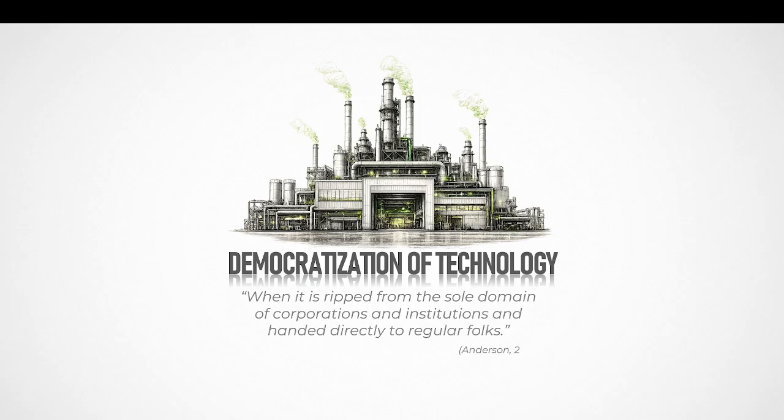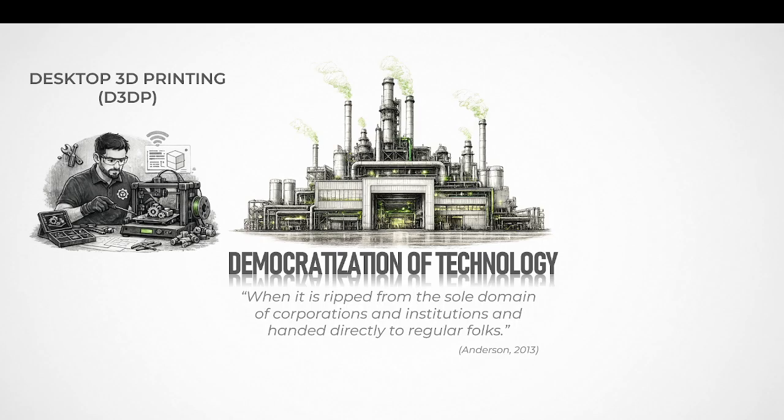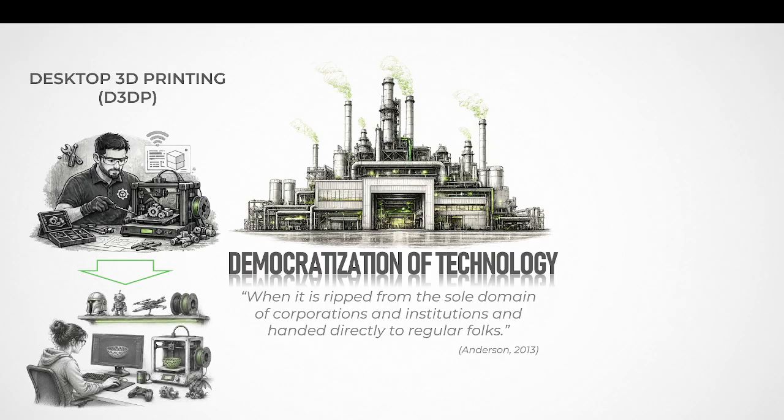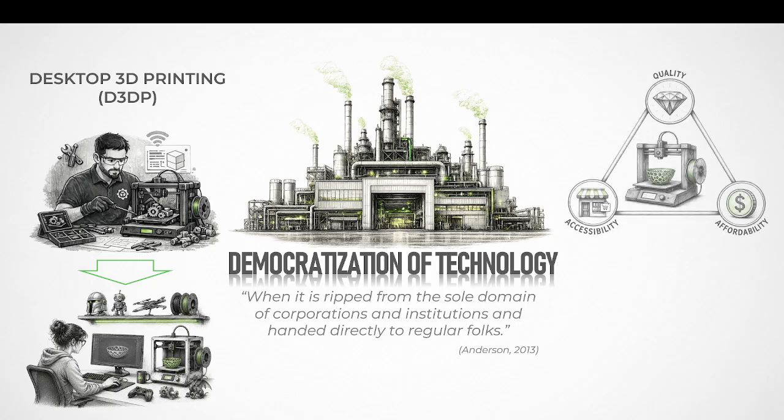In this context, domestic desktop 3D printing, or D3DP, has undergone an incredible evolution. It has transformed from a technology used strictly for prototyping into a practical means of producing fully functional products at the individual level. This transition is driven by a value triangle of quality, accessibility, and affordability. This triangle fundamentally reshapes the traditional value chain.